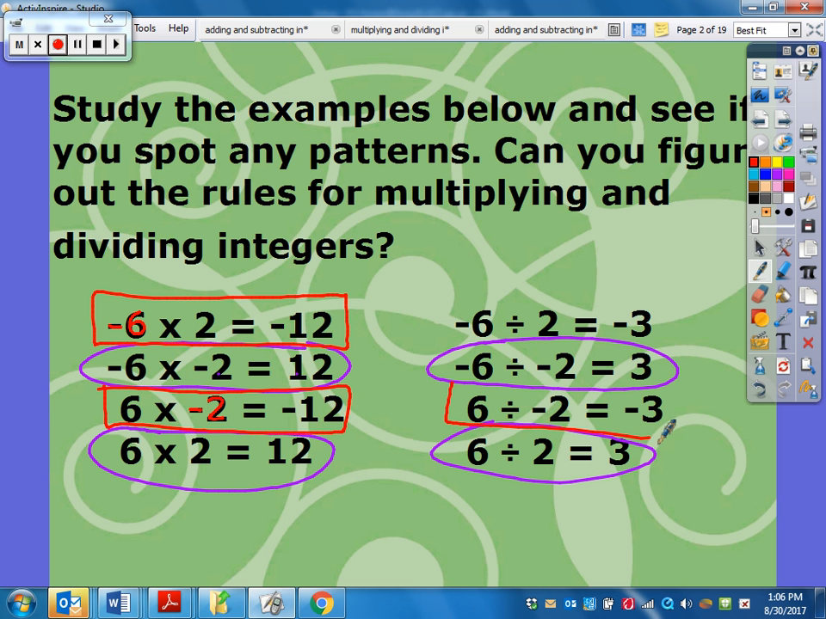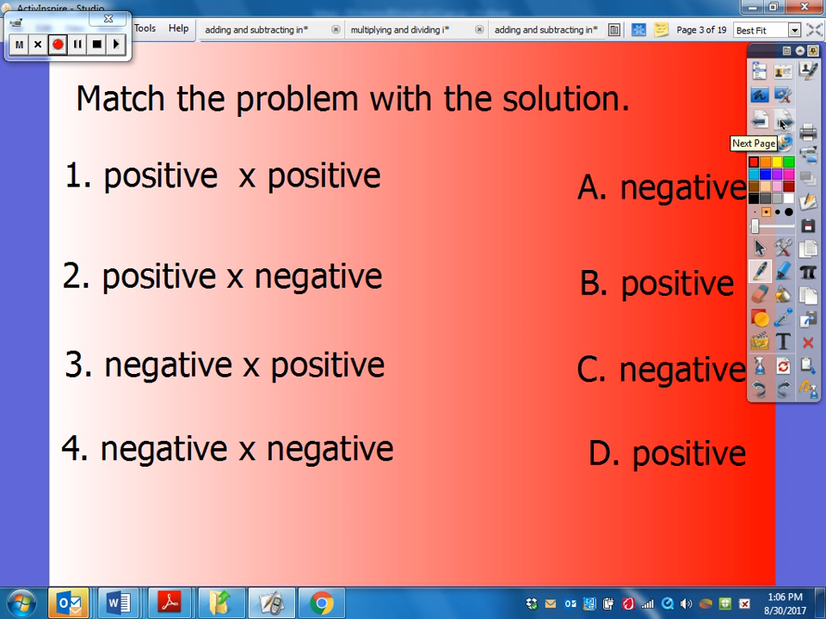The same applies to division. That's what's great about multiplying and dividing, is they both follow the same rules. So let's review. On your notes, draw a line for which problem has a solution. So a positive times a positive number is going to be a positive. A positive times a negative is going to be a negative. A negative times a positive is a negative, and a negative times a negative is a positive answer.